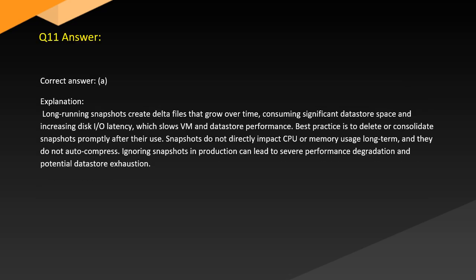Answer. Correct answer, A. Explanation. Long-running snapshots create delta files that grow over time, consuming significant data store space and increasing disk I/O latency, which slows VM and data store performance. Best practice is to delete or consolidate snapshots promptly after their use. Snapshots do not directly impact CPU or memory usage long-term, and they do not auto-compress. Ignoring snapshots in production can lead to performance degradation and potential data store exhaustion.